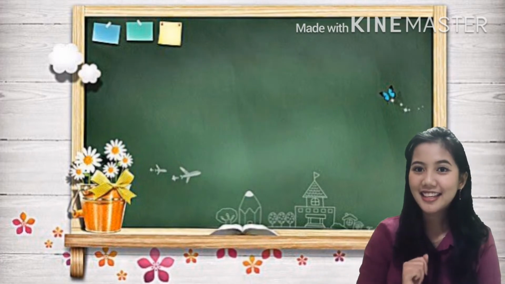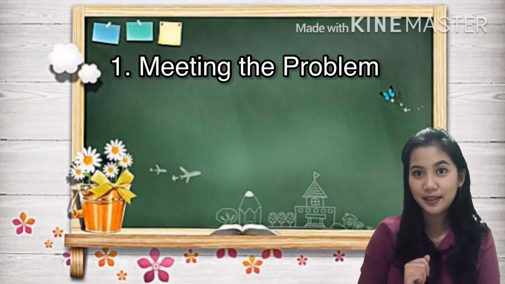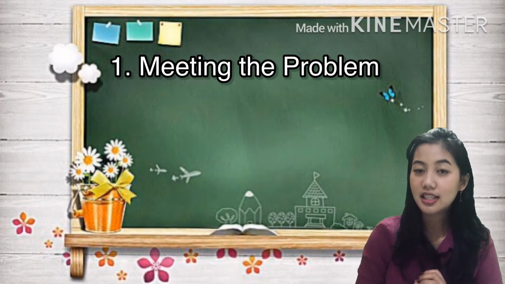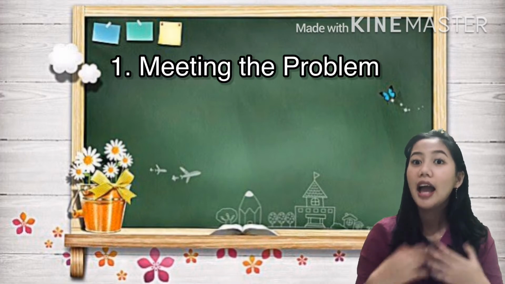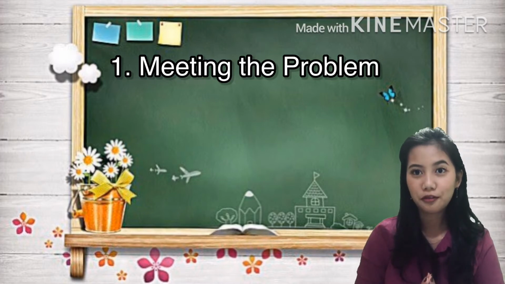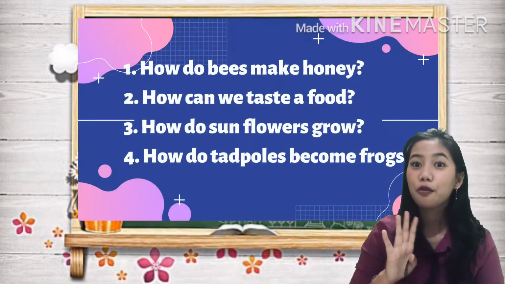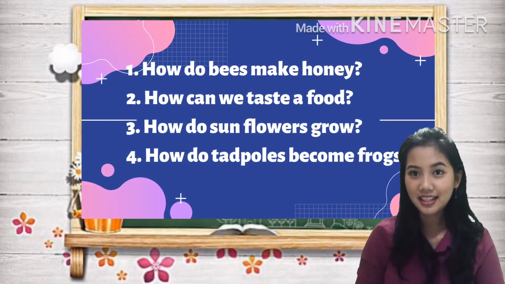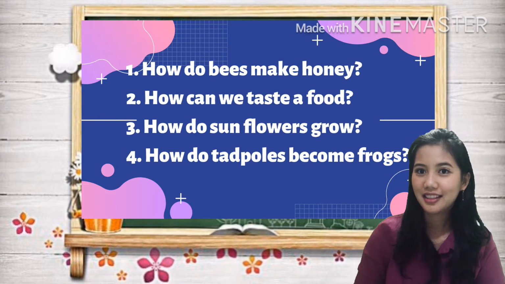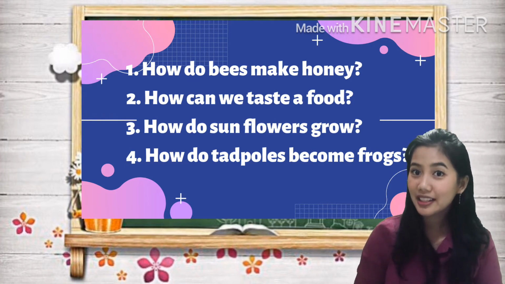The first stage is meeting the problem. This procedure is a stimulus where the problem scenario is built. Here, you will be given one problem to be solved. I have 4 choices of questions as the problems that need to be solved. Would you like to read the questions with me?